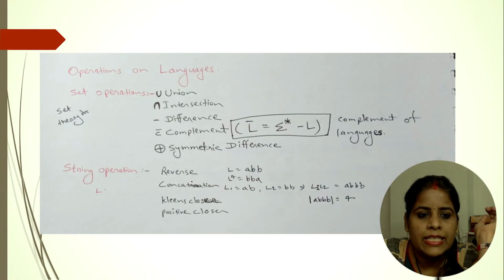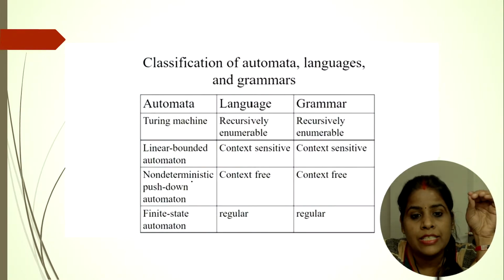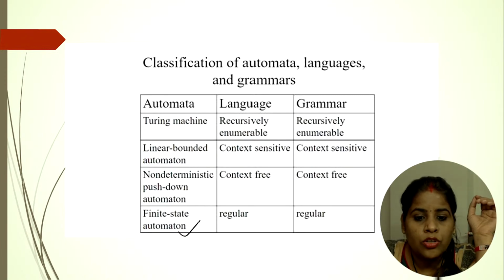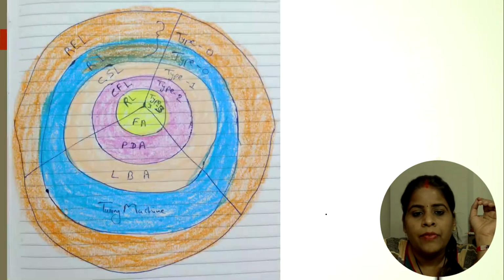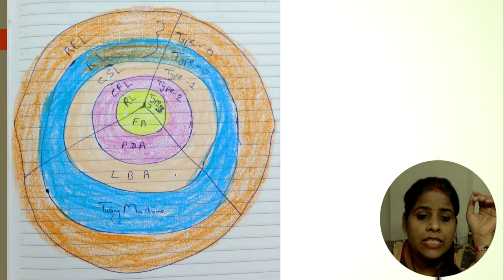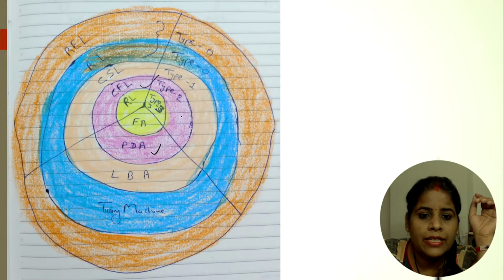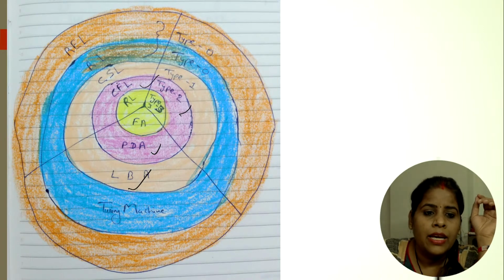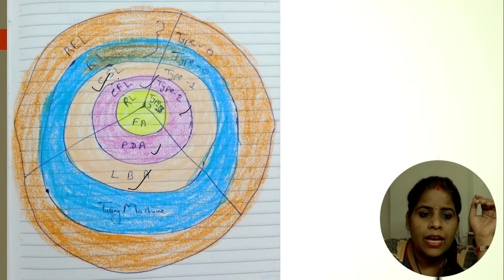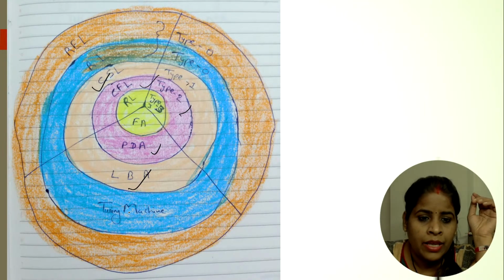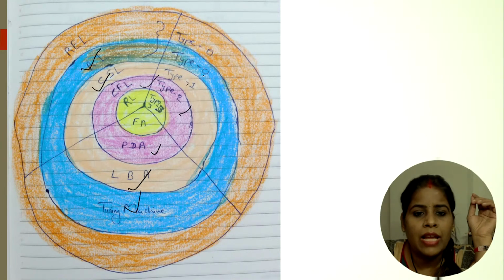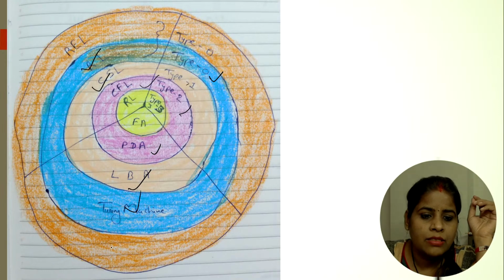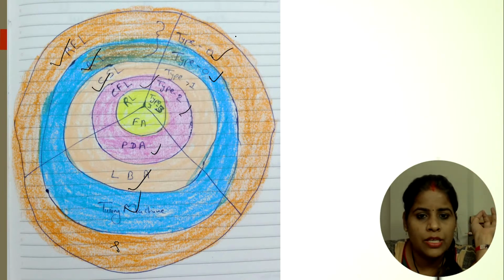But union, intersection, difference, these are the operations which we do on set theory, automata, language, grammar. This is finite state automata, FA, and this is regular language, regular grammar. This is push down automata, context free language, type 2. LBA, linear bounded automata, CSL, context sensitive language, type 1. Turing machine, recursive language, type 0, and this is out of Turing machine, recursively enumerable language, type 0.